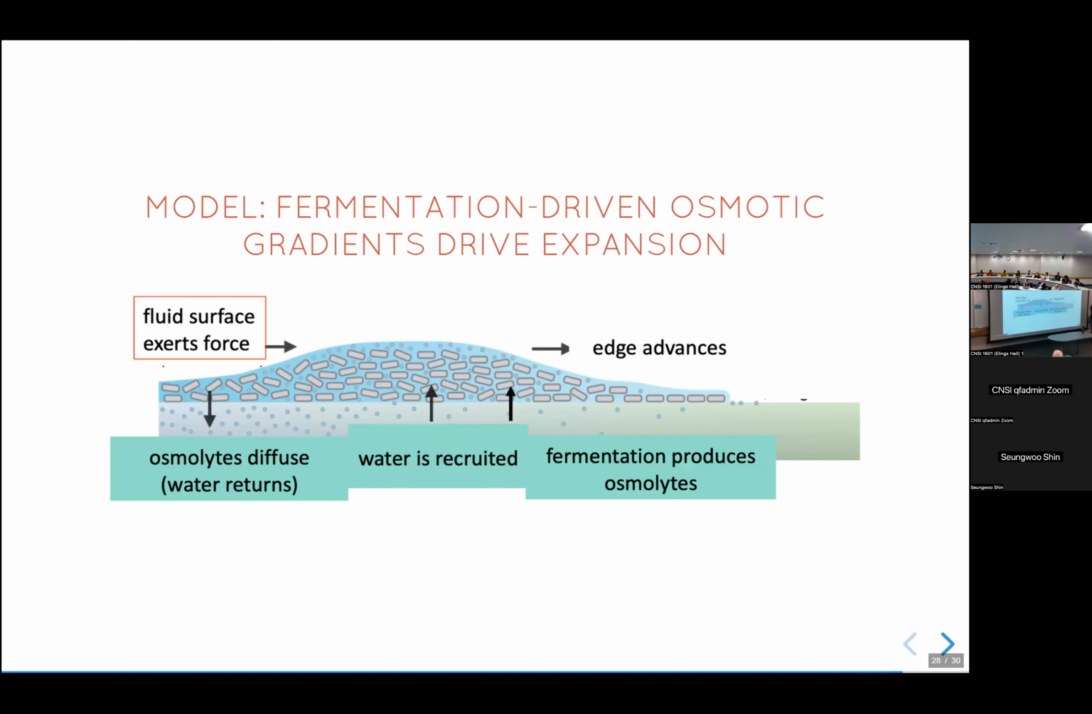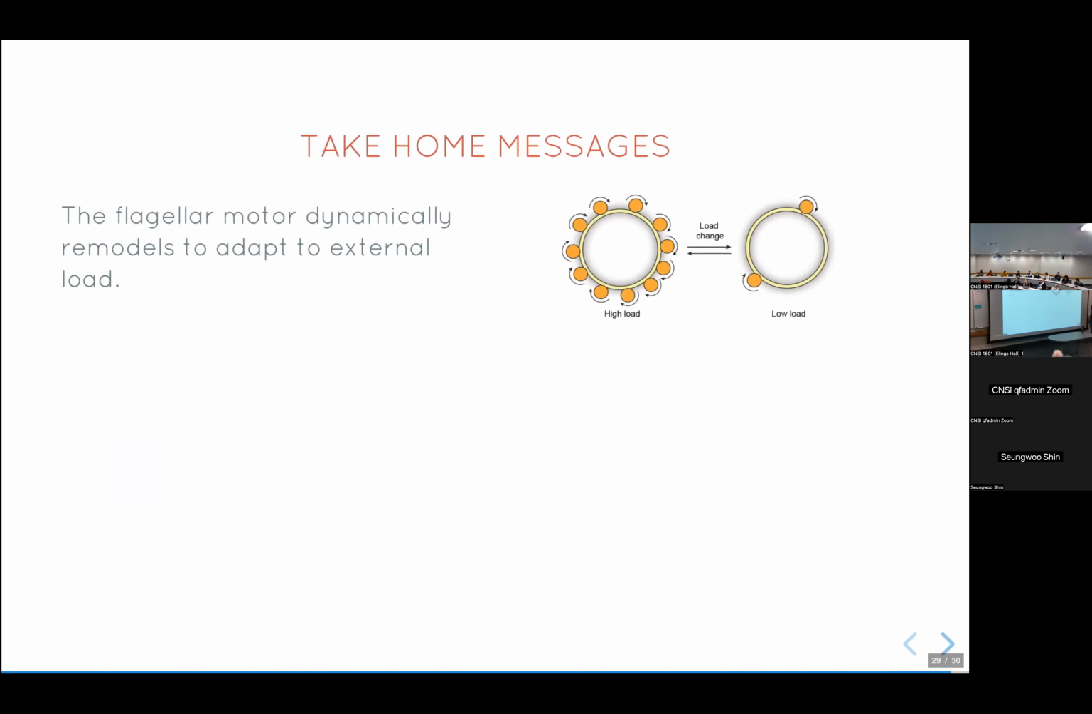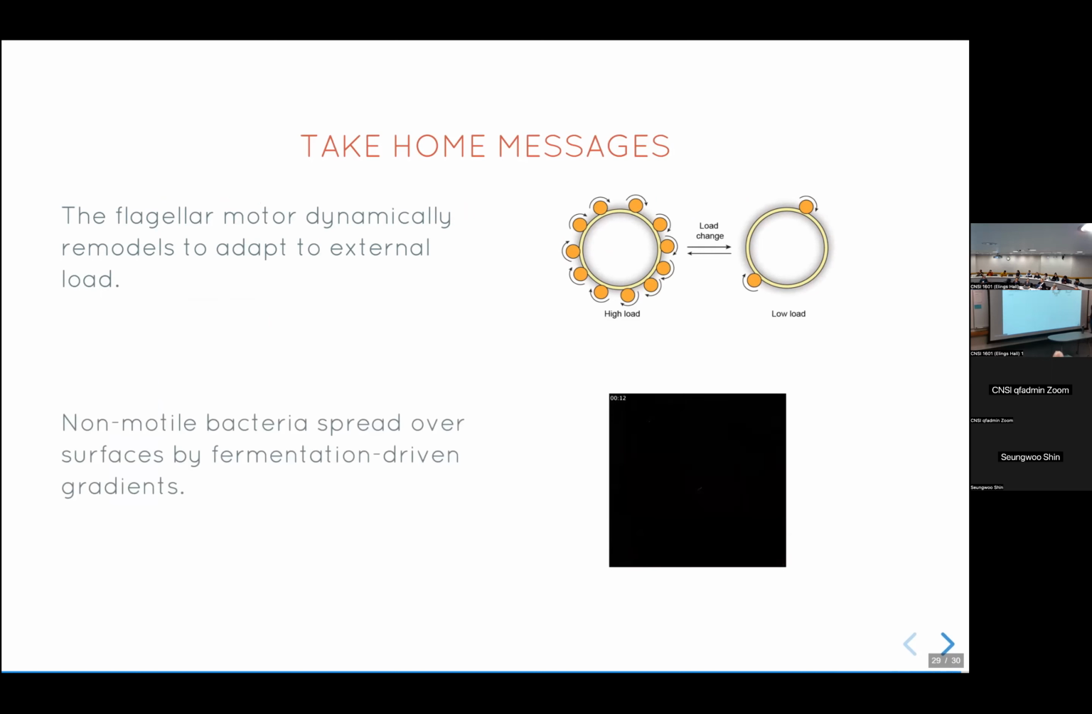So let me just wrap up with the take-home messages. So the first part of the story, I talked about how stators are dynamically remodeled to adapt to external load, and that non-motile bacteria spread over surfaces through fermentation-driven gradients.